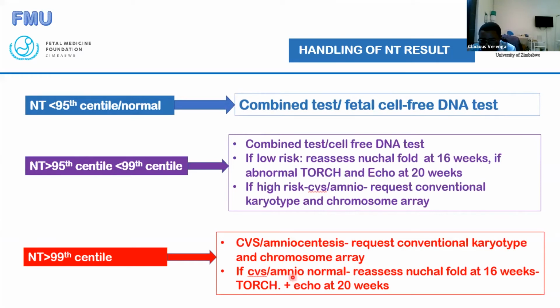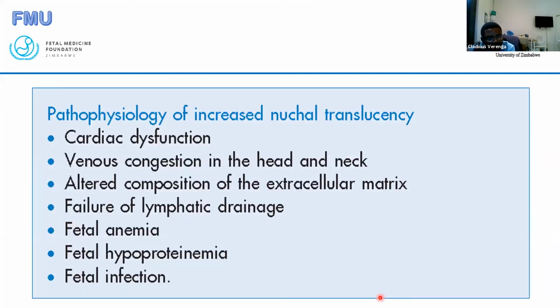If the CVS or amniocentesis is normal, then the nuchal fold needs to be reassessed at 16 weeks. If still present, we need to exclude other causes like TORCH, so we need to do a TORCH screen. And then a fetal echo should be done again at 20 weeks to exclude cardiac defects. And we should be aware that these are some of the causes of why babies have increased nuchal translucency. It's not just Down syndrome alone.